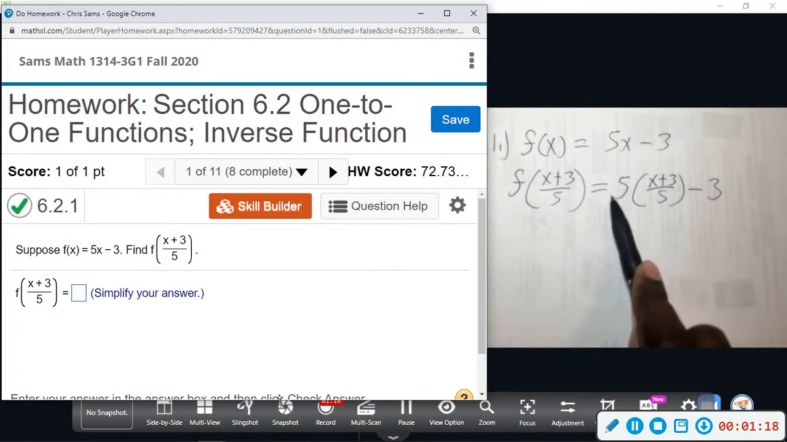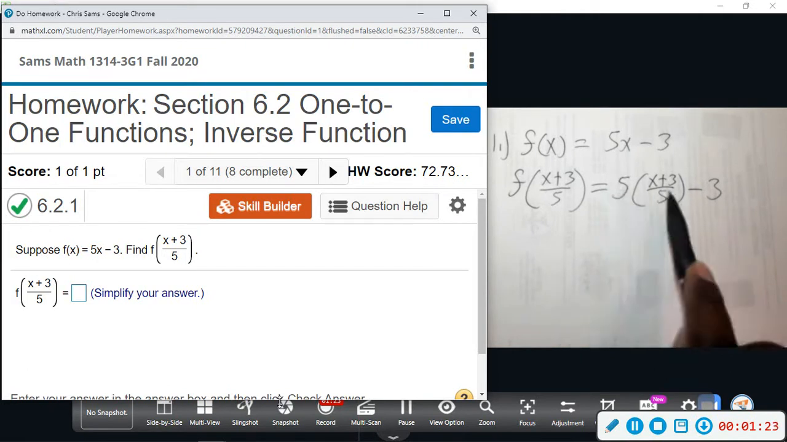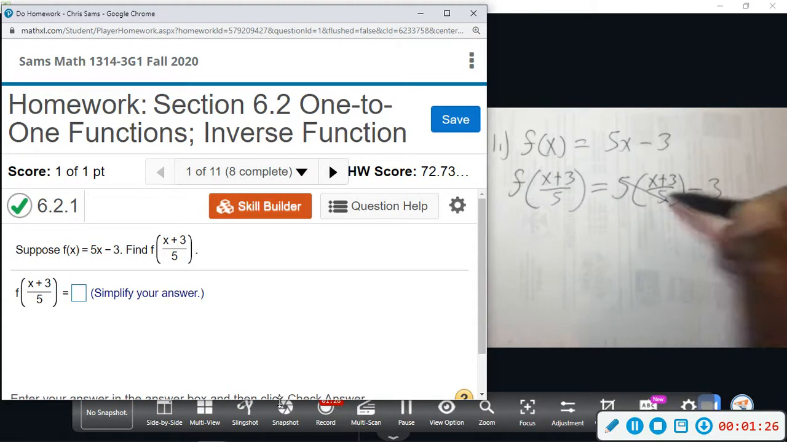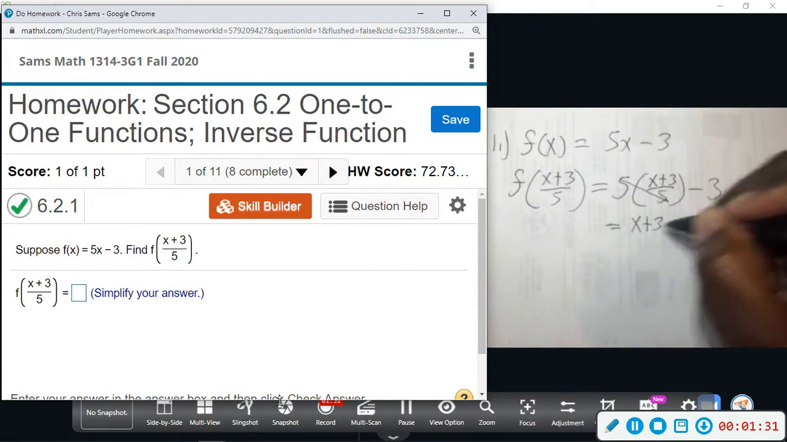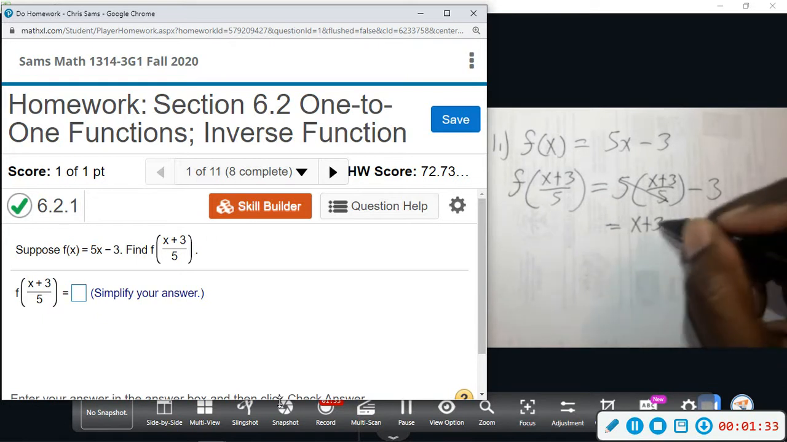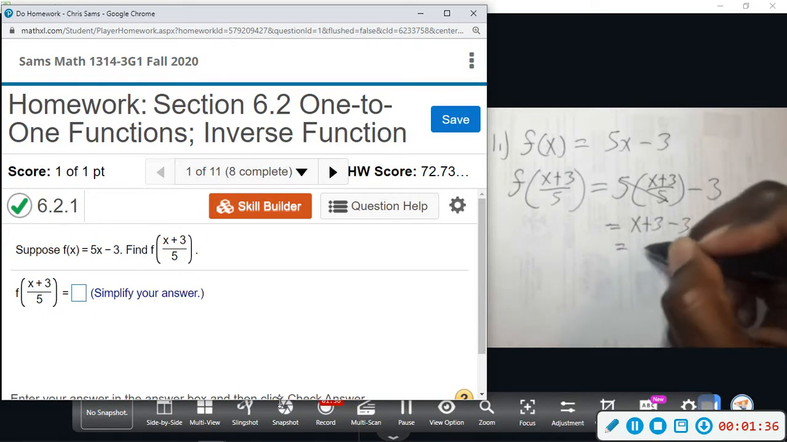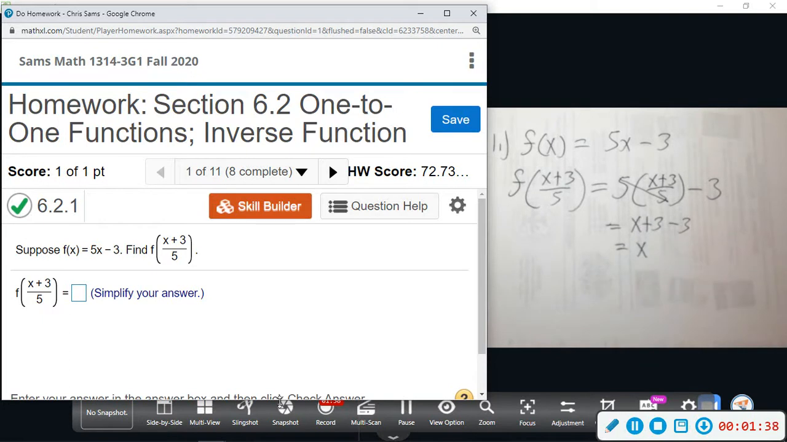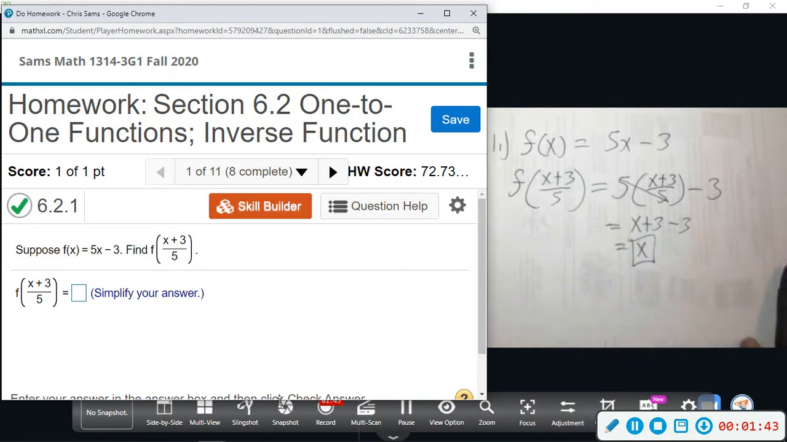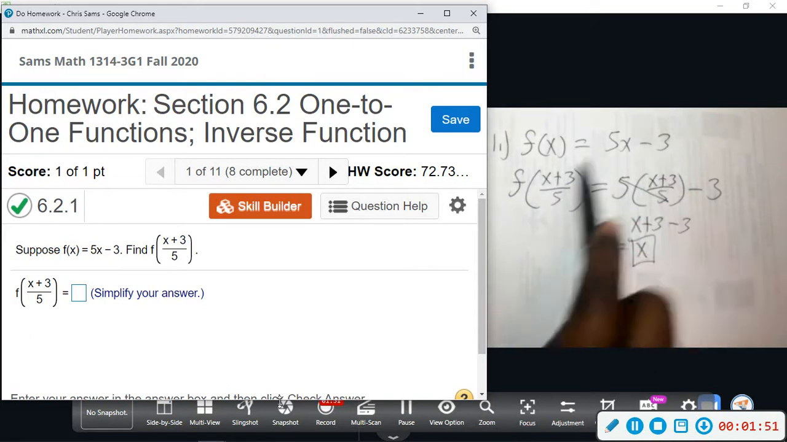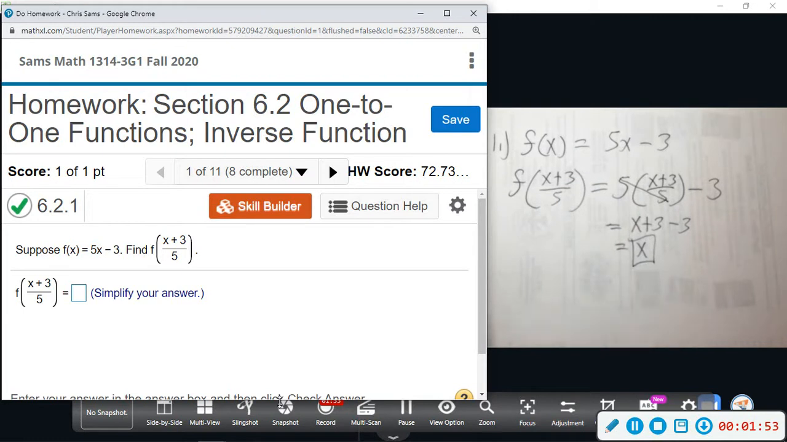When we start to simplify, when you multiply by 5 and divide by 5, those are opposites, so they just divide each other out. You're left with x plus 3 minus 3. Then positive 3 and negative 3 cancel out and give you x. Whenever you plug in a function and you end up with x, that means these two functions are inverses. This function and this are inverses of each other.